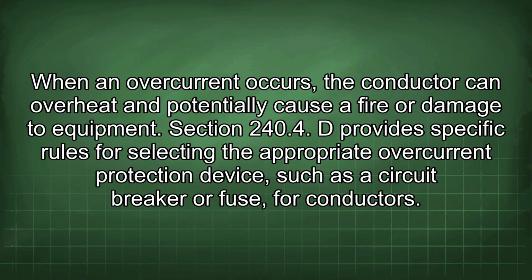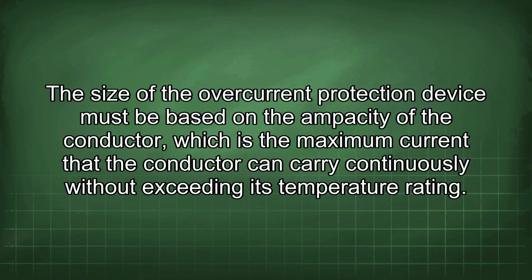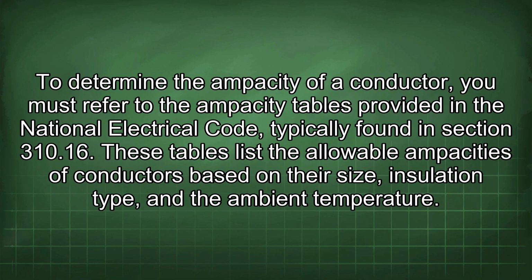Section 240.4(D) provides specific rules for selecting the appropriate overcurrent protection device, such as a circuit breaker or fuse, for conductors. The size of the overcurrent protection device must be based on the ampacity of the conductor, which is the maximum current that the conductor can carry continuously without exceeding its temperature rating. To determine the ampacity of a conductor, you must refer to the ampacity tables provided in the National Electrical Code, typically found in section 310.16. These tables list the allowable ampacities of conductors based on their size, insulation type, and the ambient temperature.